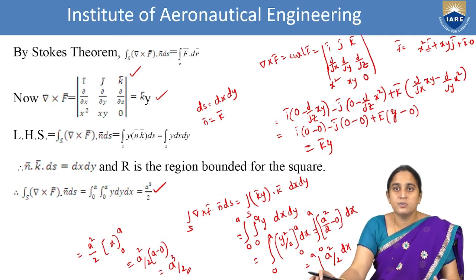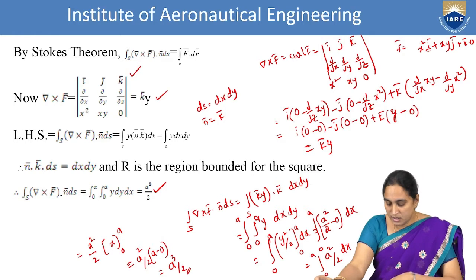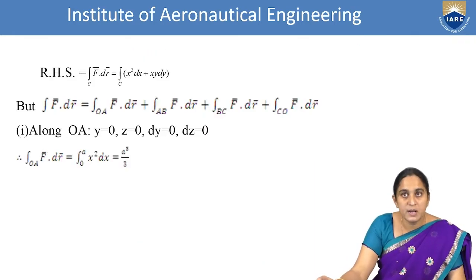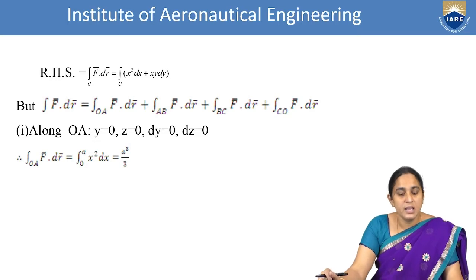Now we have to find the line integral form from the given conditions of the question. That is the RHS part here. The RHS part is integral C f bar dot dr bar.